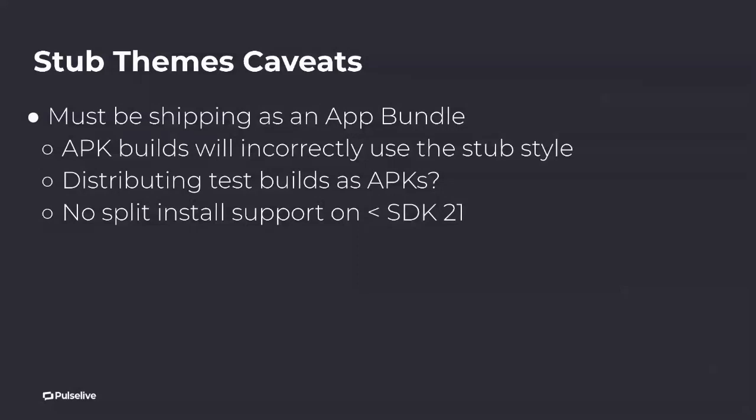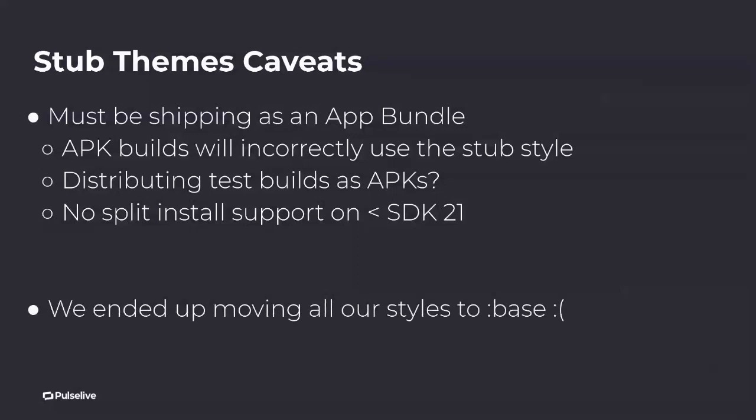And those universal APK builds will be using the wrong stub style. So for us, unfortunately, we end up having to move all our styles to base, which is a real shame, but it meant we had an actual chance of shipping. However, 3.5 weeks ago, this was fixed in Bundletool 13.4. So you don't have to move all your styles to base.